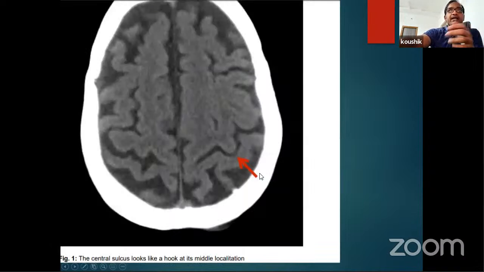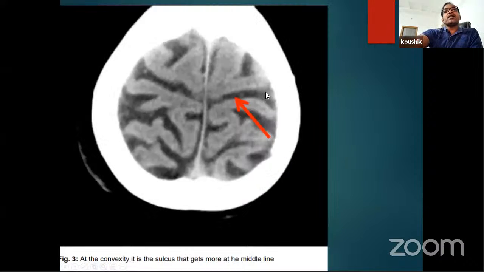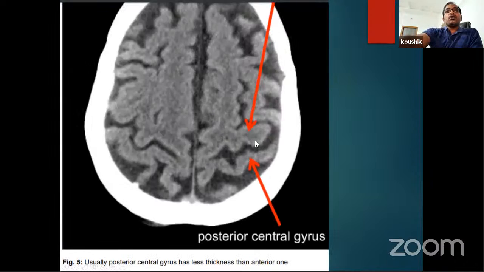First thing is how to identify a central sulcus. By these three signs we can identify the central sulcus. One, in its mid segment there is a hook-like structure, a hook-like bend. Then the central sulcus is a sulcus which can reach up to the falx or the midline. And then usually we have two gyri, the precentral gyrus and the postcentral gyrus. Usually the postcentral gyrus is thinner when compared to the precentral gyrus.